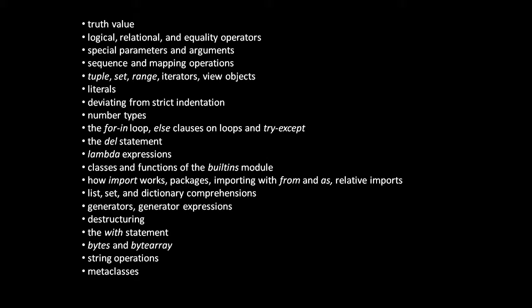Then we'll talk about tuples, sets, ranges, iterators, and view objects. These are all different kinds of collection objects. A tuple, for example, is really just a list which is fixed, meaning you can't add, remove, or modify any of its items. The rest we'll explain in due course.